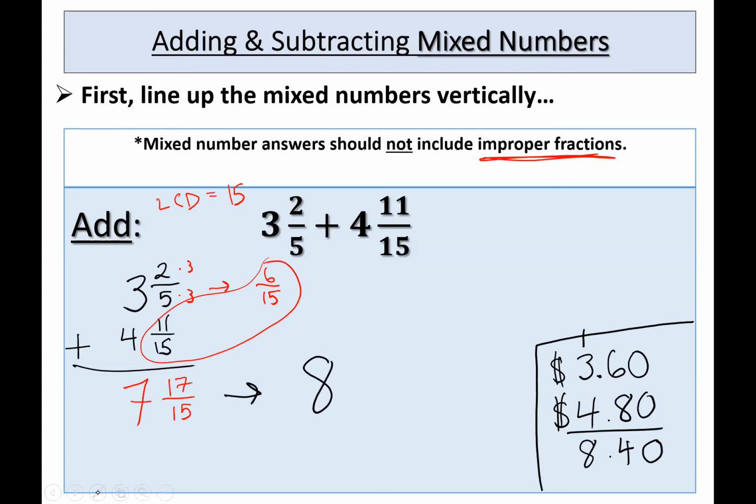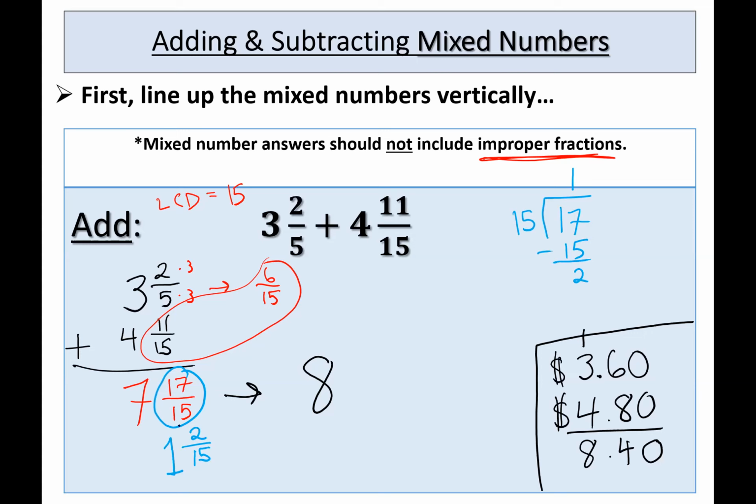The 17/15, that's an improper fraction. If we change that to a mixed number, it would actually be 1 and 2/15. So just off to the side, I'll write that out, 17/15. If I write it as a division problem, 15 goes into 17 one time with a remainder of 2. So that's where the 1 and 2/15 comes from.